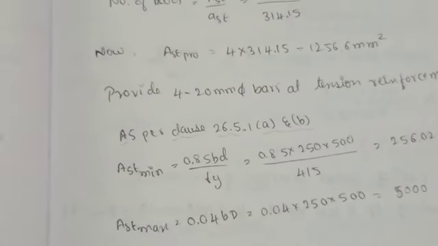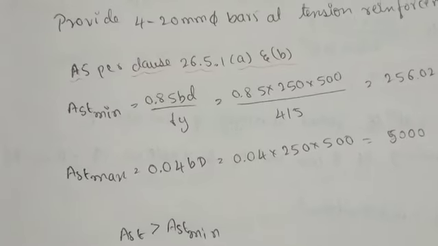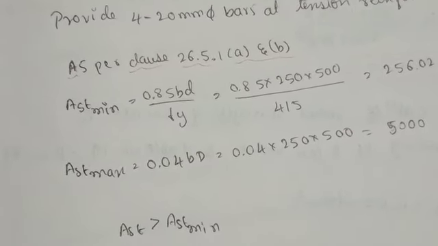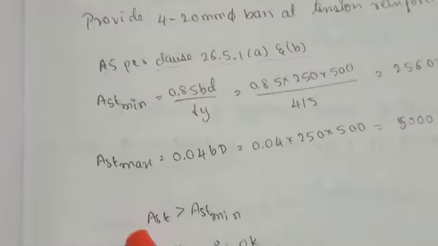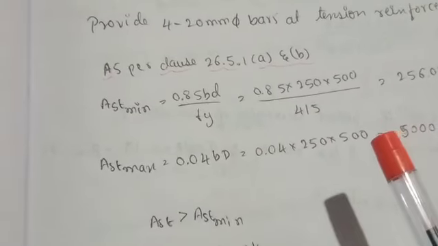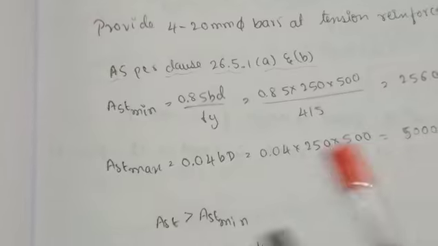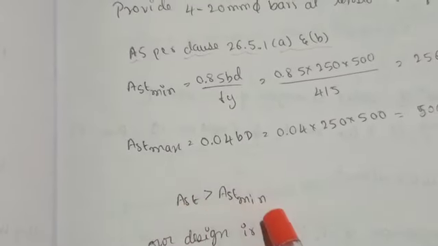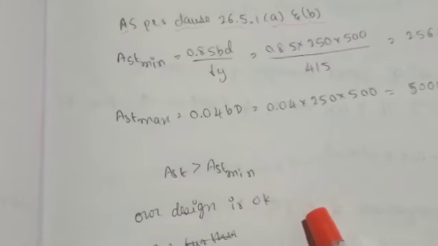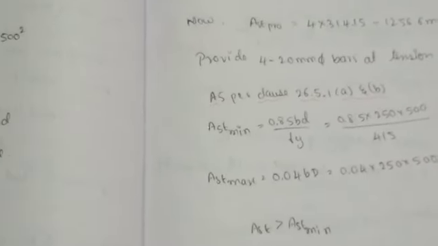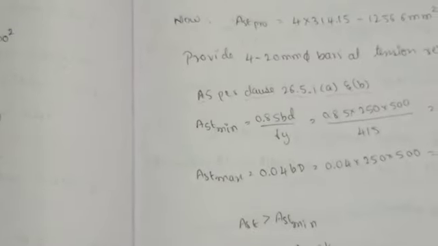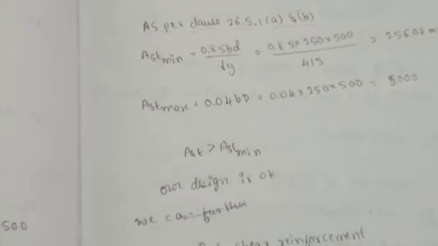How much is our Ast? Our Ast is 1162.84 mm square. So it lies in between these two, so that we have satisfied these two codal provisions. Ast is greater than Ast minimum. Hence our design is safe. We can proceed further. So this is how we calculate the Ast minimum and Ast maximum.